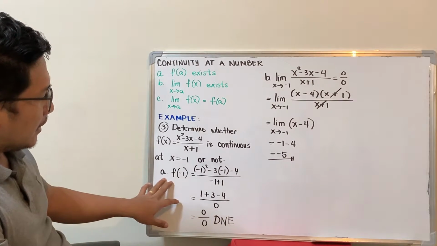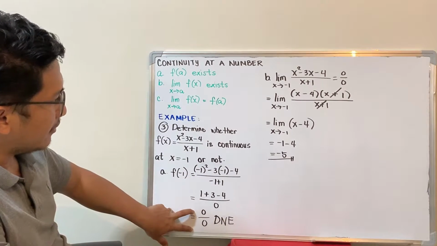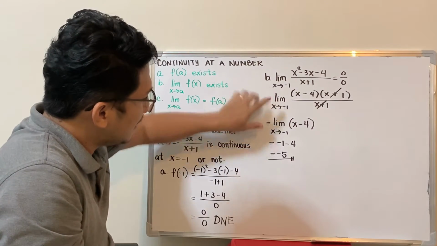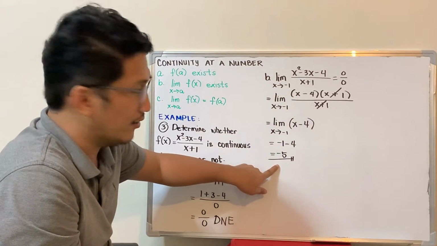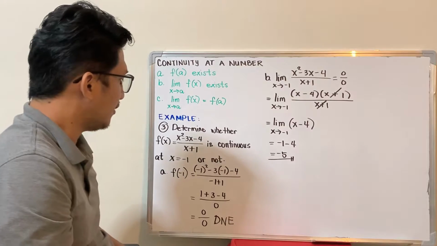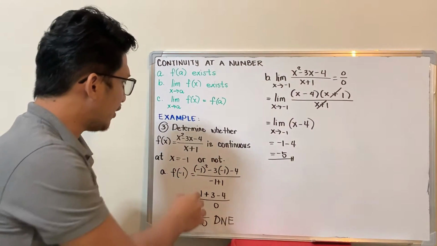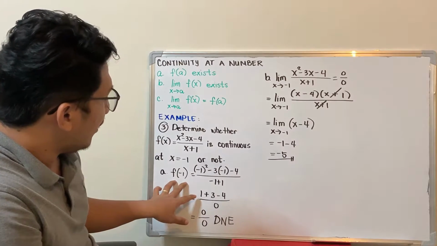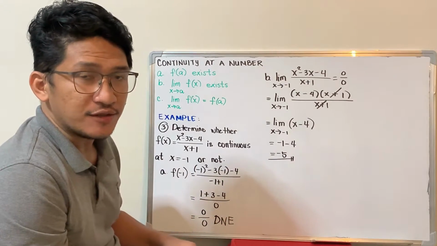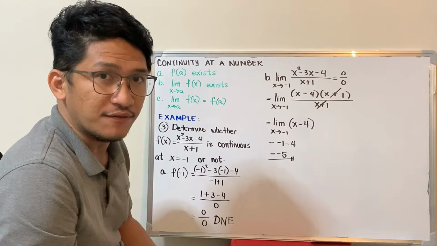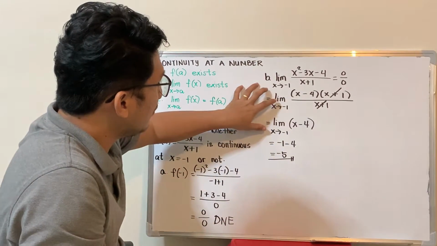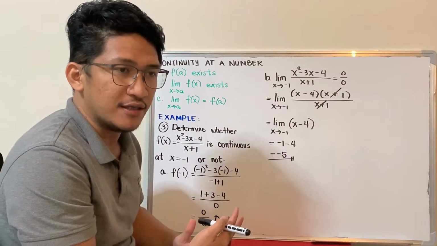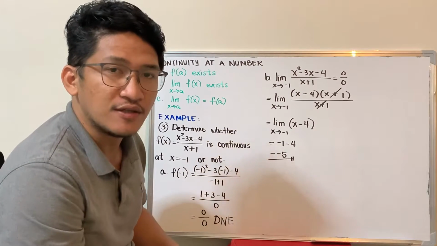Okay? So, the scenario, guys, is this. In letter A, the result is indeterminate. In letter B, the limit exists. What is the difference, why did we not simplify the function itself? Well, guys, in letter A, you have to use the original function because you are only to substitute the value of x. In letter B, you are already solving the limit. So, meaning you can apply the methods in solving limit.